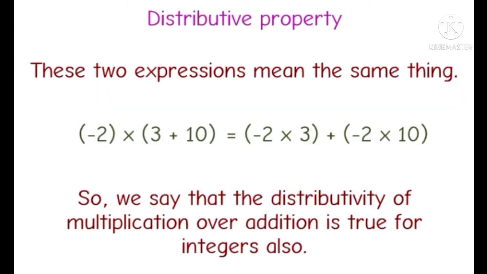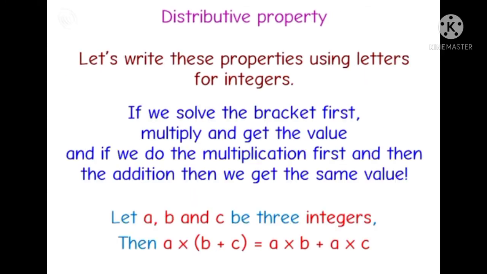So these two expressions mean the same thing, that is minus 2 into bracket of 3 plus 10 is equal to minus 2 into 3 plus bracket of minus 2 into 10. So we say that the distributivity of multiplication over addition is true for integers also. Let a, b and c be three integers, then a into bracket of b plus c is equal to bracket of a into b plus bracket of a into c.